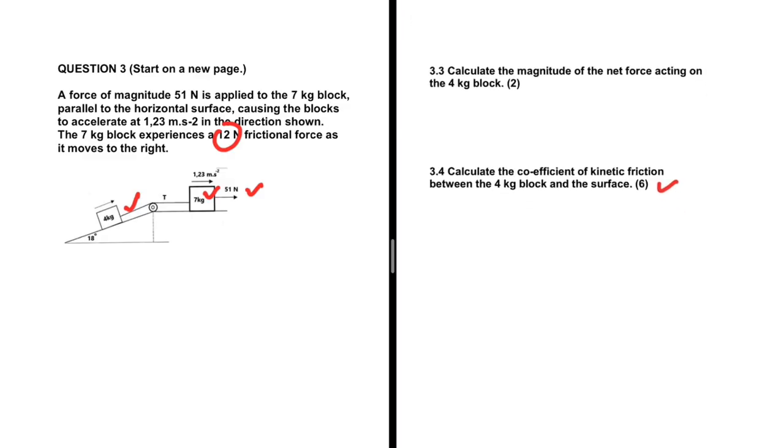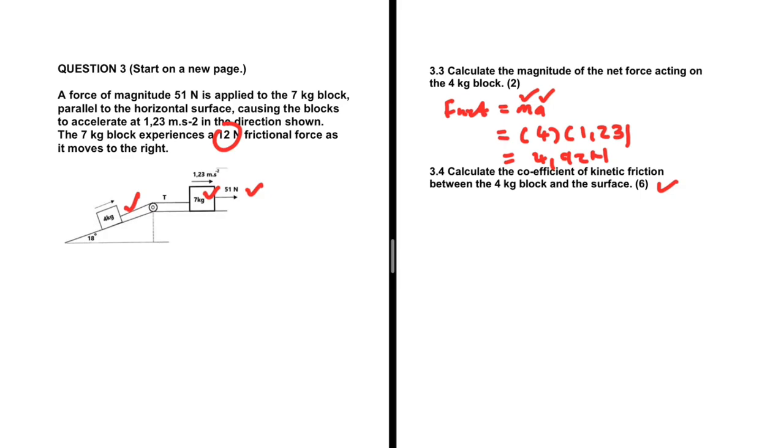3.3. Calculate the magnitude of the net force acting on the 4 kg block. Well, we know that F net is equal to ma. We do have the mass and we do have the acceleration, so this is just direct substitution. The mass is 4 kg. The acceleration is 1.23. If you put that in your calculator, you will have 4.92 newtons. And just like that, we have the magnitude of the net force acting on the 4 kg block.